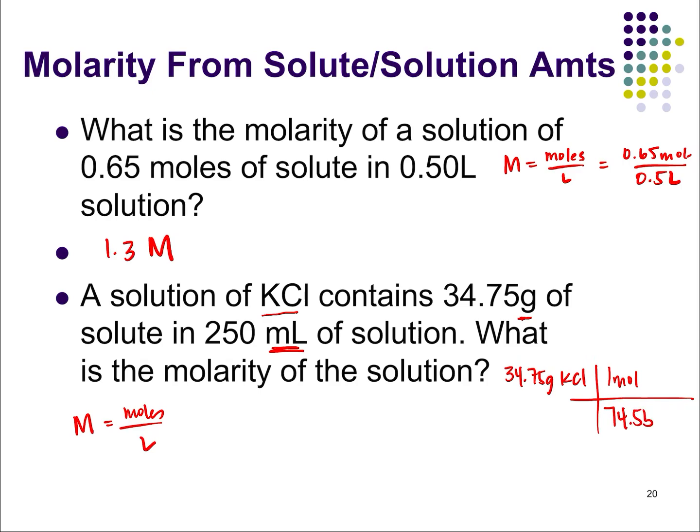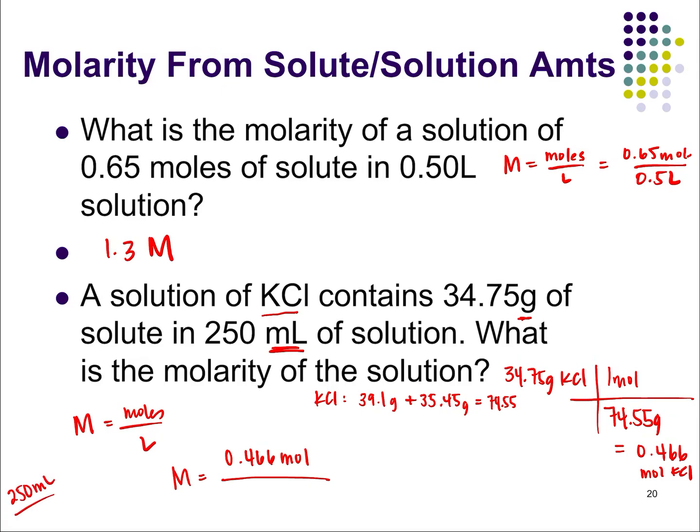And I do that with the molar mass. 1 mole of KCl is 74.55 grams. The way that I got that is for KCl, K is 39.1 grams and chlorine is 35.45 grams. I just got those off the periodic table and that's 74.55. That's the molar mass, that's where that comes from. So 34.75 grams of KCl divided by its molar mass, 74.55, gives me 0.466 moles of KCl.